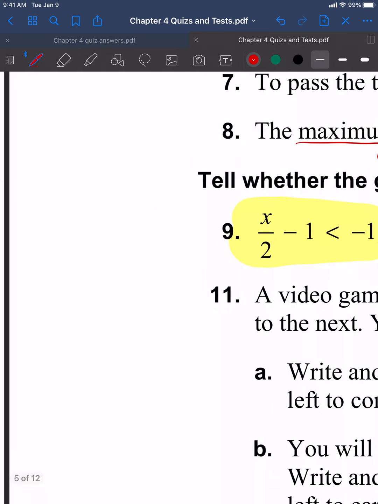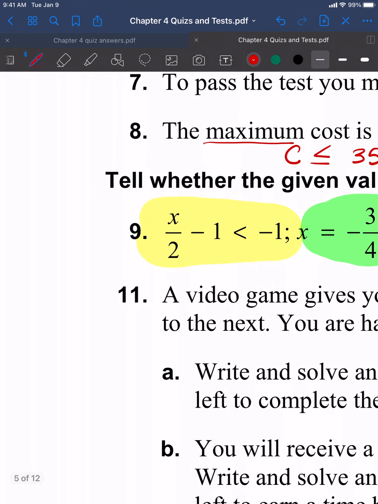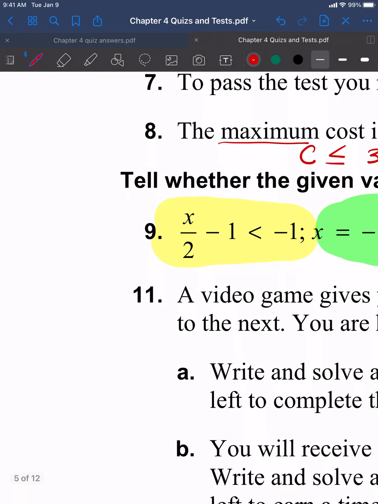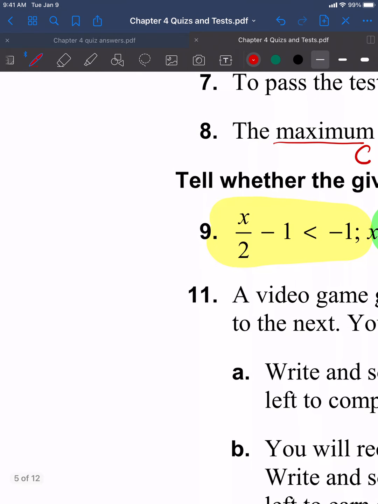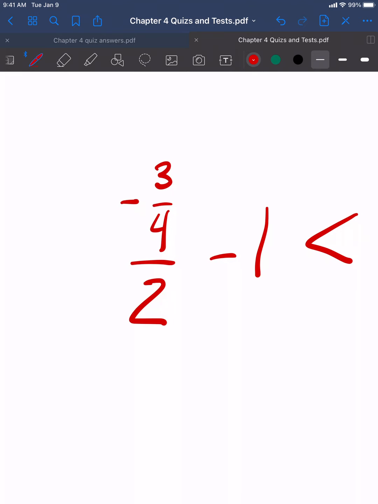So let's rewrite what this equation would look like. Write this down. Ready, Tyrus? Write it down. Notebook, paper, pencil. x is negative 3/4, correct? Negative 3/4 divided by 2 minus 1, and negative 1. Okay, how the heck do I solve that? It's actually like this, right? Negative 3/4 divided by 2 over 1. Would you agree with that?